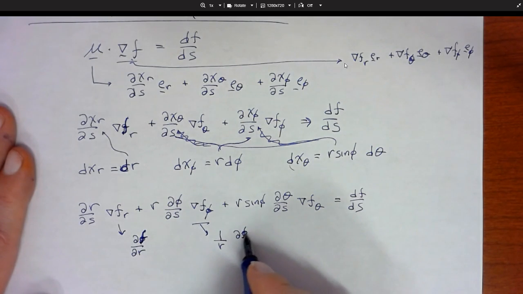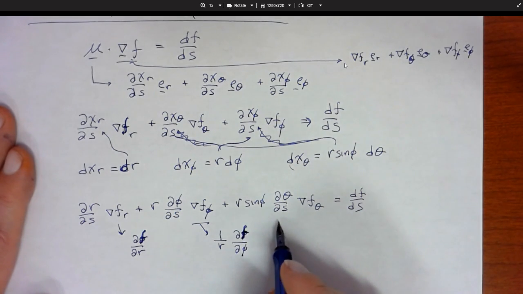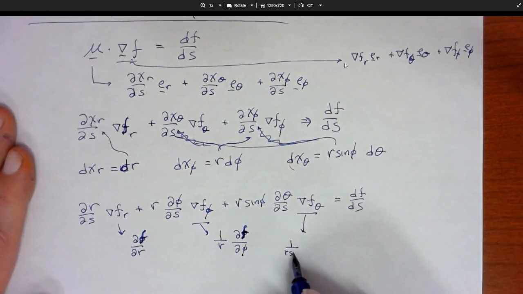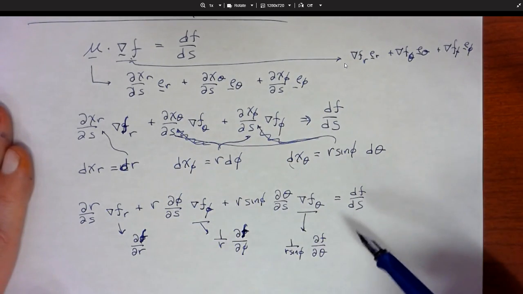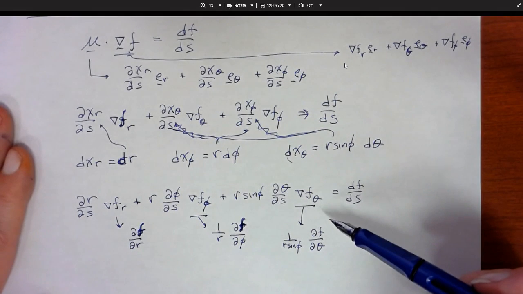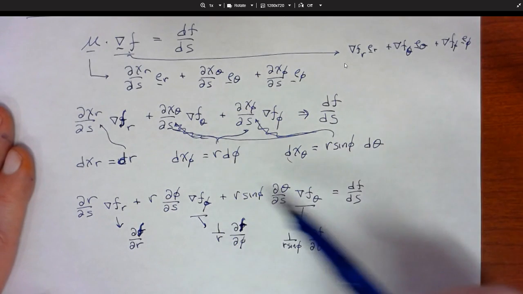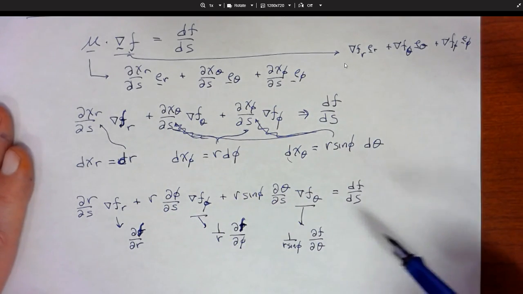This component here will become 1 on r df d phi, this is an f, right? And then this component here will become 1 over r sine of phi df d theta. Okay? So again, I'm sorry, I keep screwing this stuff up, but you can see if I use these definitions, it'll cancel everything out here, and you'll be left with the partial derivatives df ds.